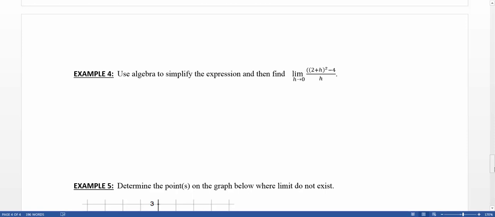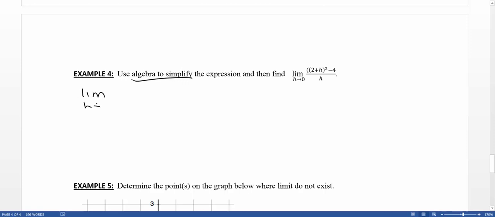So this is another case where if we had tried to plug in h equals 0, we'd end up with a 0 in the denominator and numerator, and that wouldn't be so good for us. So we know that we want to make a chart, and we want to see what happens as h gets close to 0 from the left or the right. But what we can do here is first see if we can use algebra to simplify the expression.